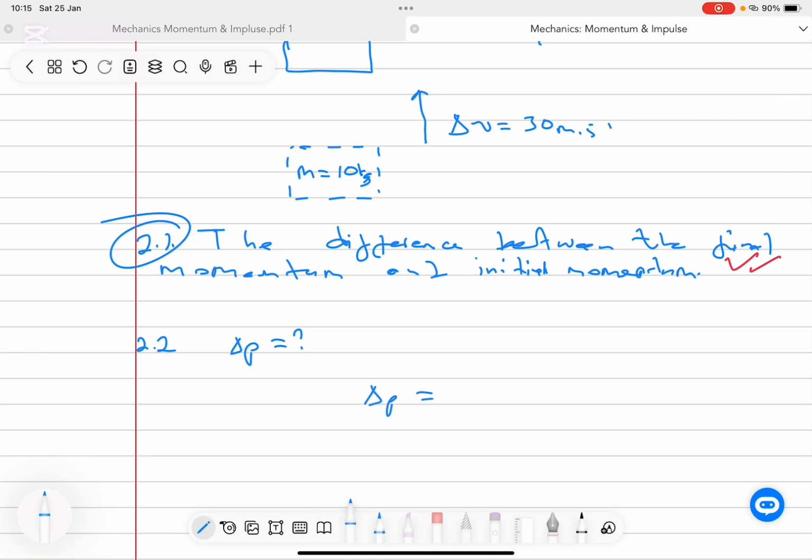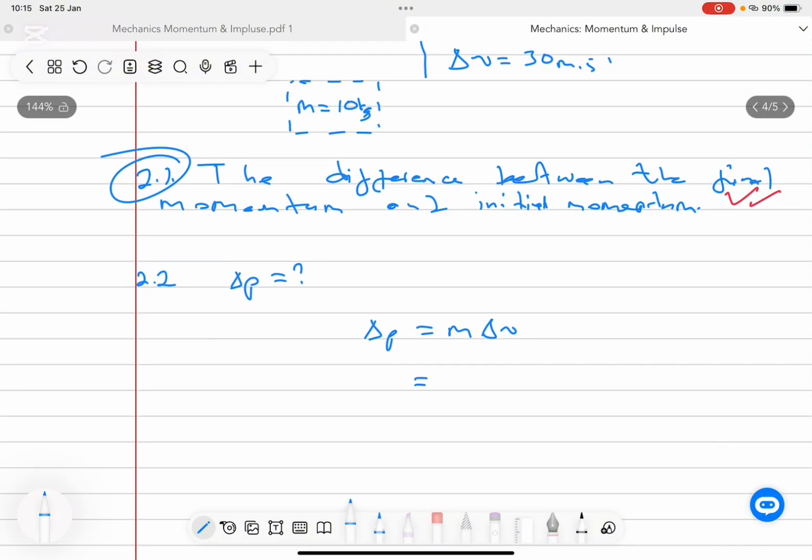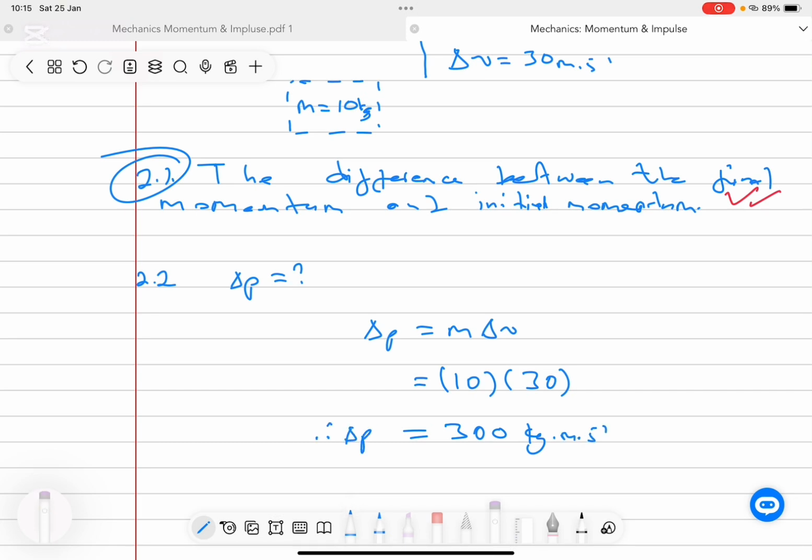Already I've written the formula for calculating this when I was doing problem classification at the beginning of the video. That's the formula we're going to use for finding the change in momentum. We have the mass of 10, and the object changes its velocity by 30 meters per second. So 10 times 30 should be 300 kilogram meters per second, right? This would be my final answer.